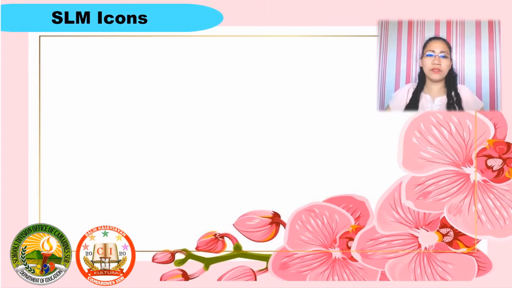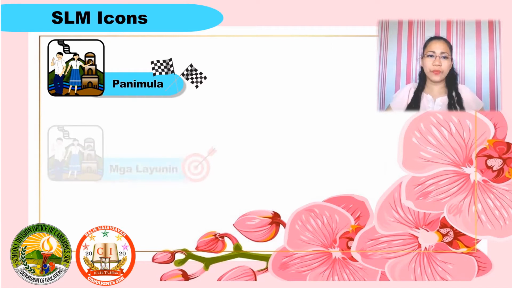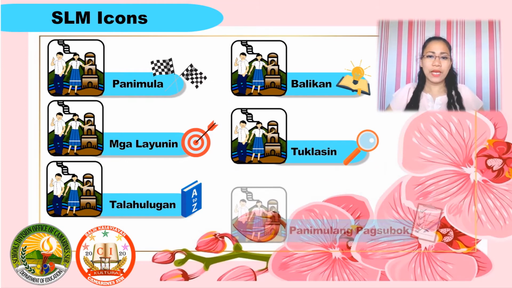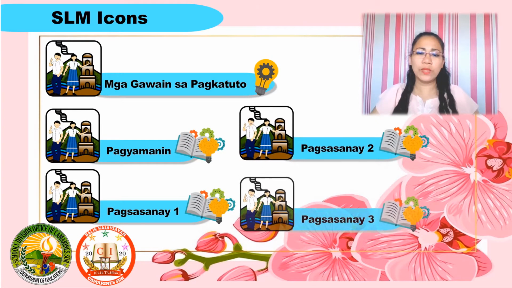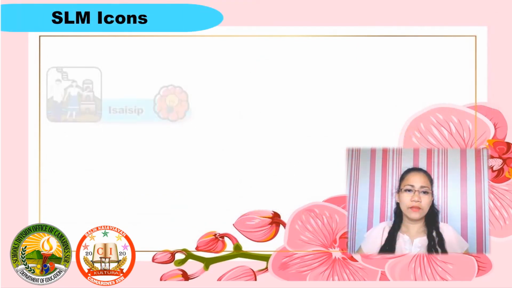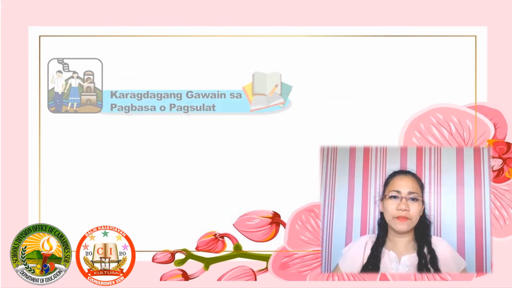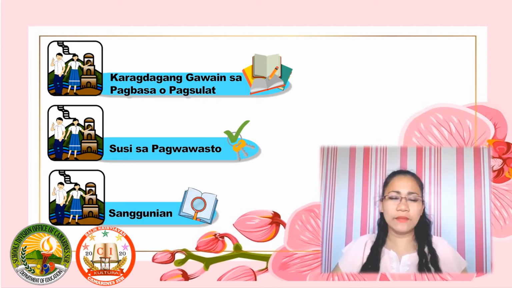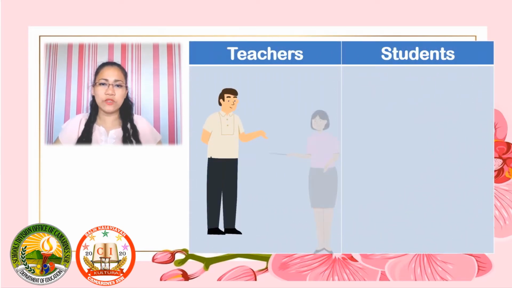We have the SLM icons for Bicol Culture. Each icon represents the different parts of this SLM, such as panimula, layunin, talahulugan, balikan, tuklasin, at panimulang pagsubok. Mga gawain sa pagkatuto, pagyamanin, pagsasanay 1, 2, and 3. Isa-isip, isa-gawa, pangwakas na pagsubok, karagdagang gawain. Karagdagang gawain sa pagbasa o pagsulat, susi sa pagwawasto, at sanggunian. We also have characters that represent the teachers and the students.